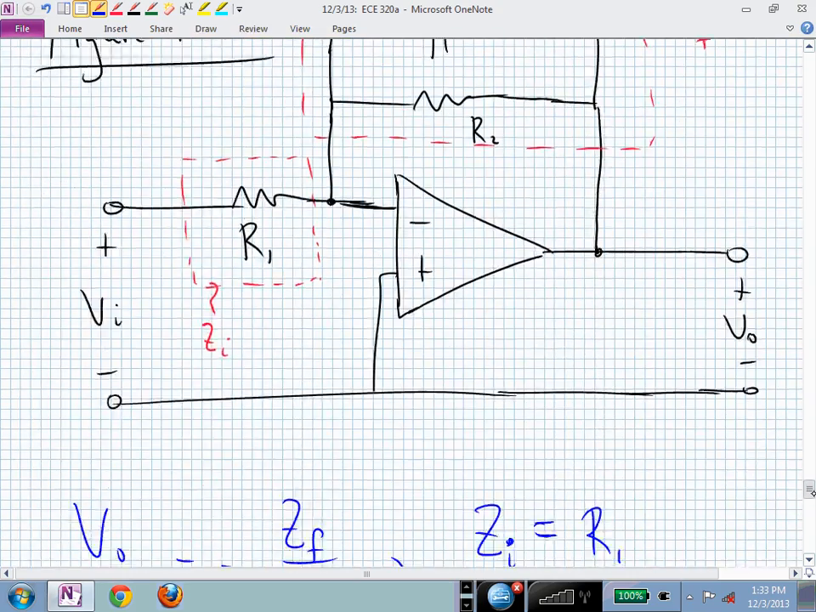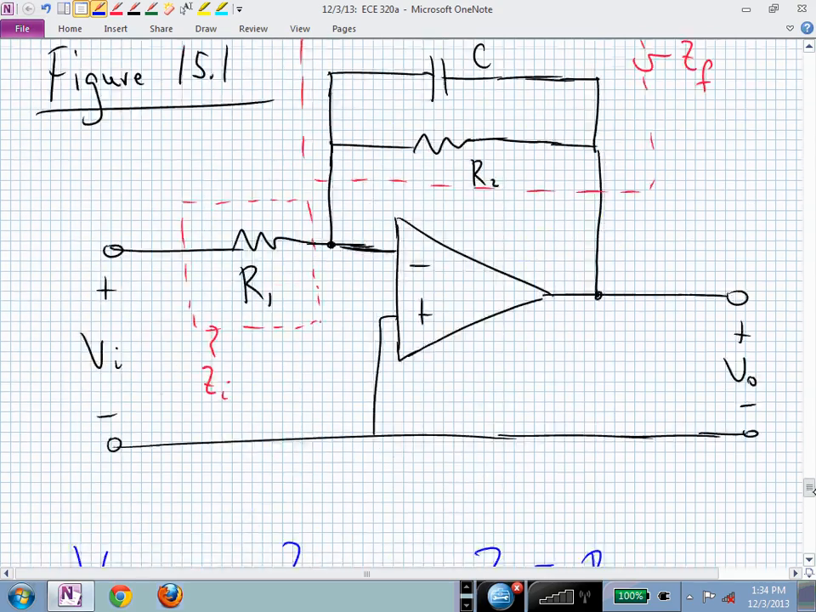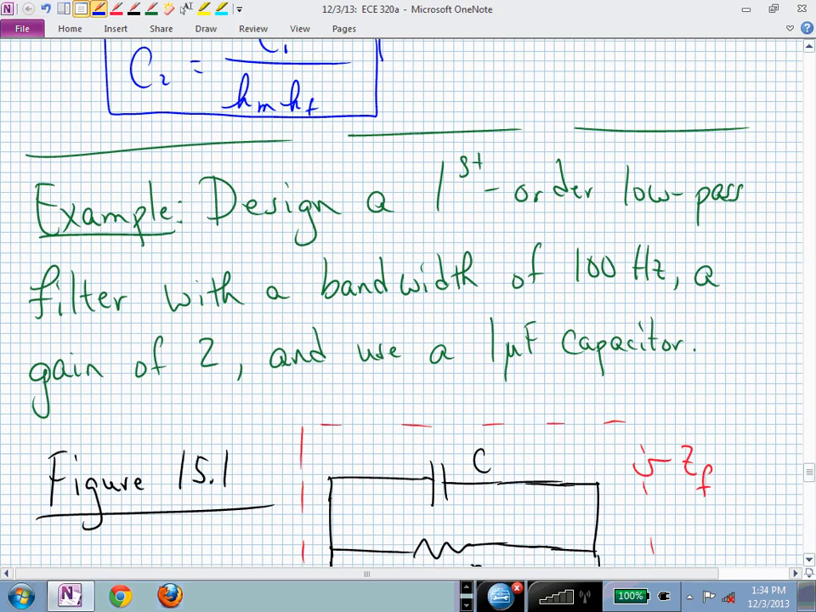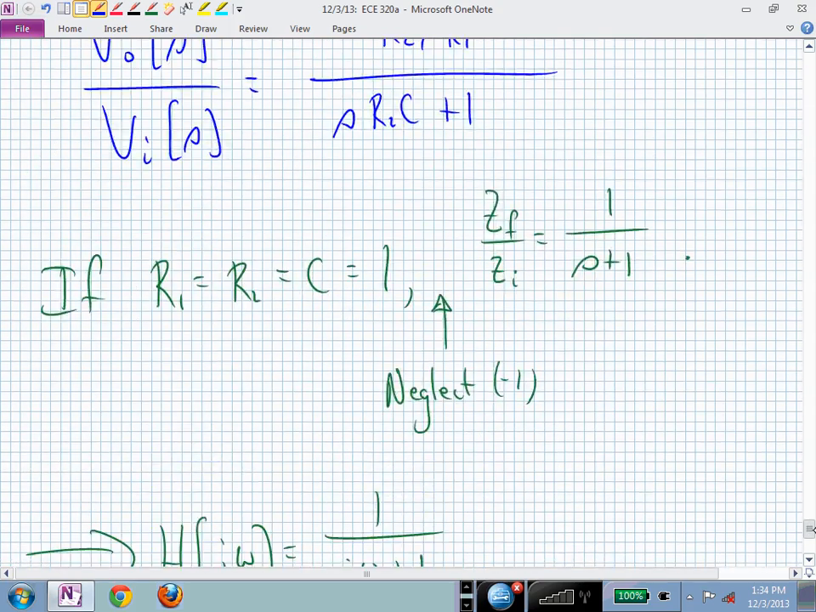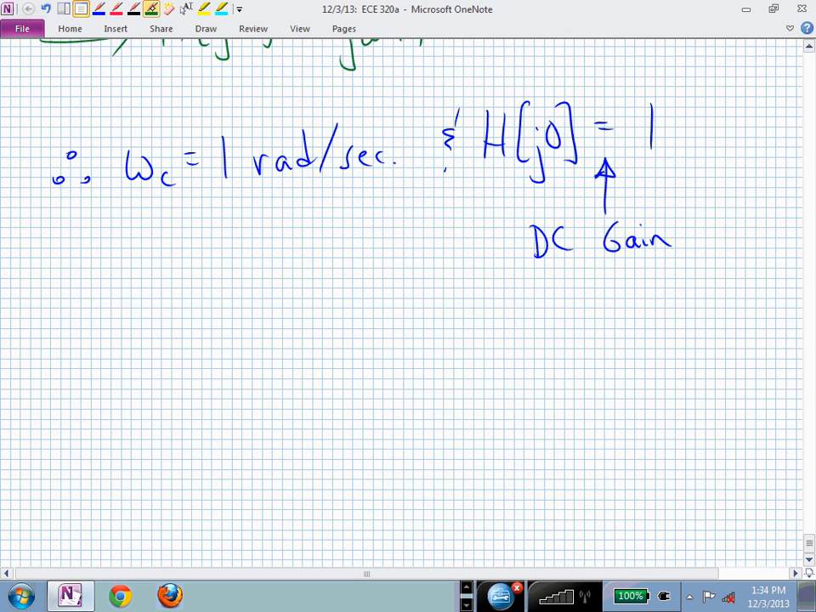So now we have that, but let's now design for the bandwidth that we wanted. We wanted a bandwidth of 100 hertz. And this right now has a bandwidth of 1 radian per second, different units. We need to frequency scale our parameters in order to give us the correct bandwidth. We need to find what K sub f is. What is our frequency scaling?